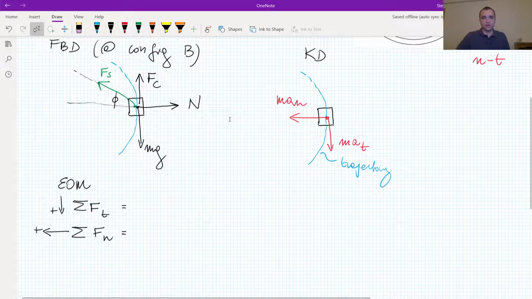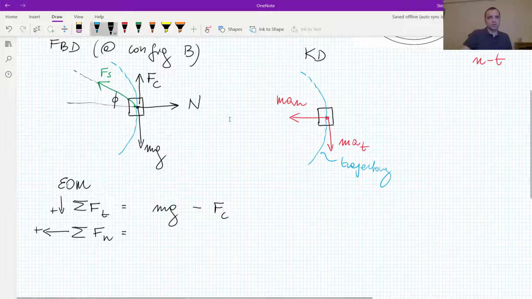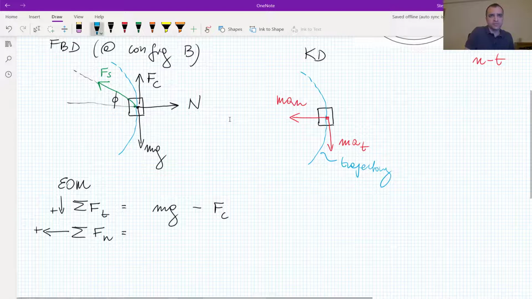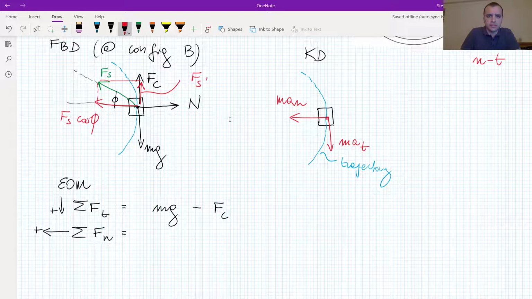So what happens in the t direction? Aha, in here we have mg minus Fc, and also we must project Fs onto these two components. Let me use red color to do that. This component and this component. So we need this vector and also this vector. So this one will be Fs cosine phi, and this red vector will be Fs sine phi.